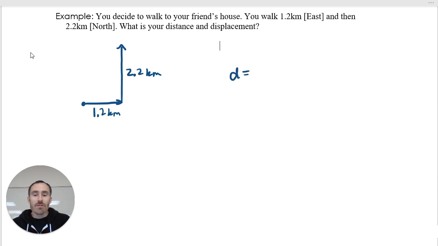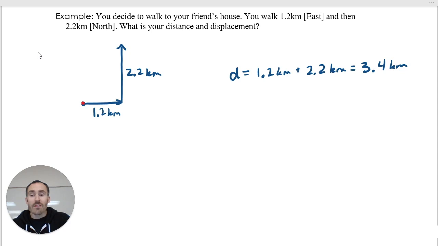So hopefully the distance part is pretty straightforward. Distance equals 1.2 kilometers plus 2.2 kilometers. It's all the distances that you traveled put together. And that gives you 3.4 kilometers. No direction, right? Distance doesn't care about direction. Displacement, though, does care about direction. So we're going to take our starting point right there and our ending point right there. We don't care about the path to get there. We're just going to go beginning to end. This is my displacement.